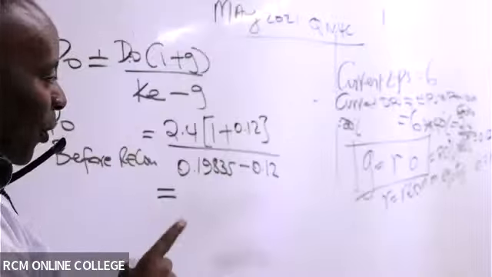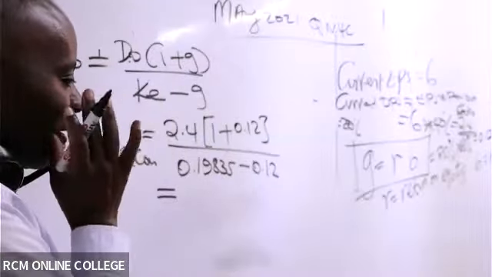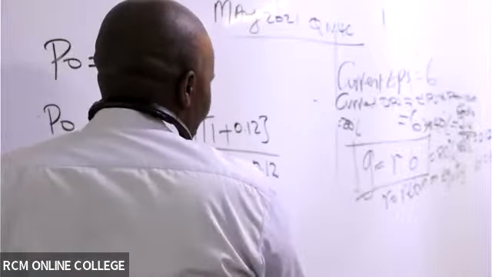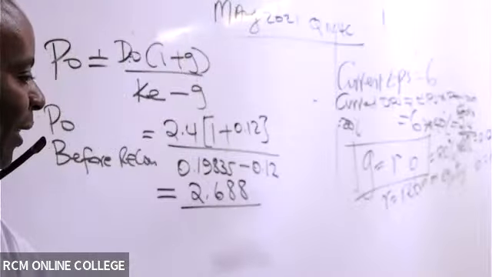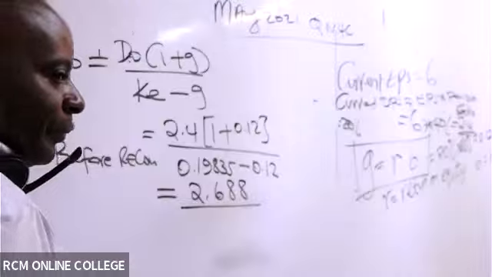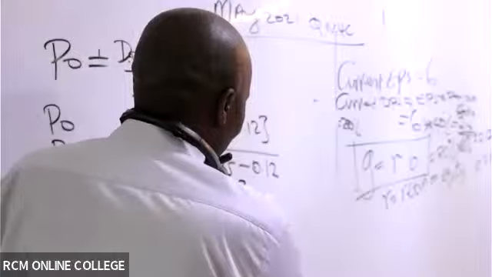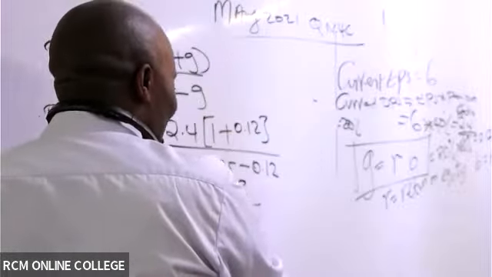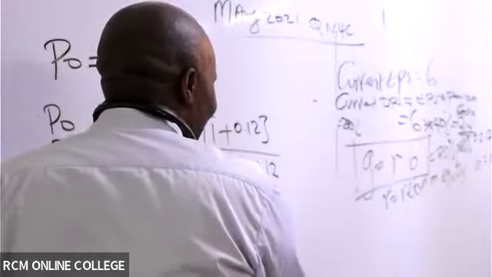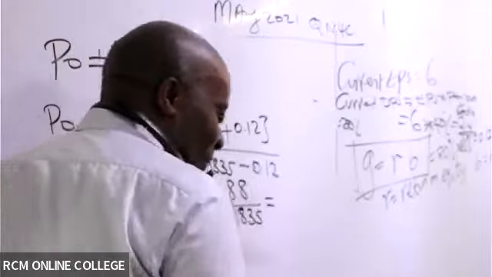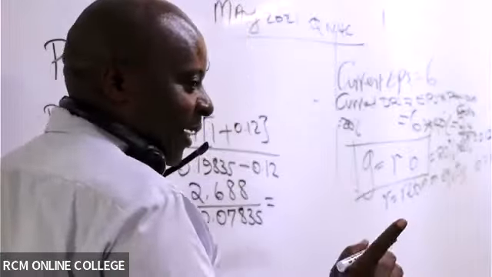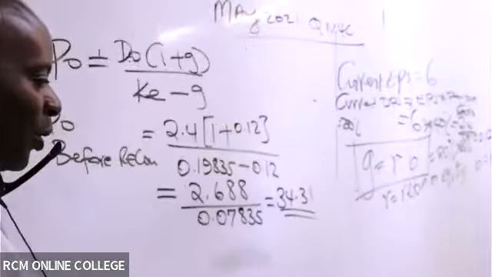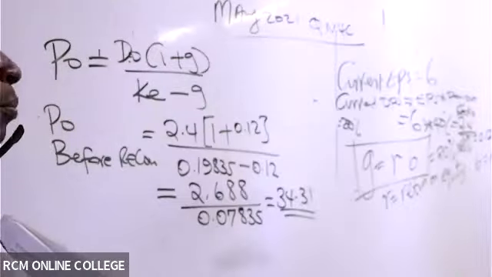The numerator: 2.4 times 1.12 is 2.688. All over the denominator now. You take this minus this. 0.19835 minus 0.12 gives 0.0835, because this 0.12 is knocking on this. Now give me the quotient: 34.31. So that is P0 before reconstruction.